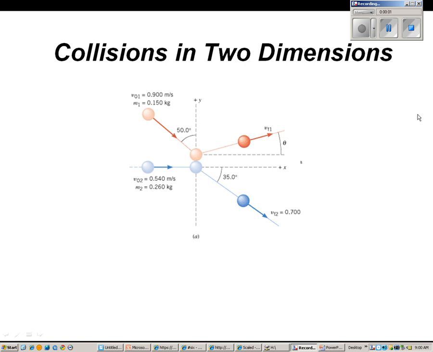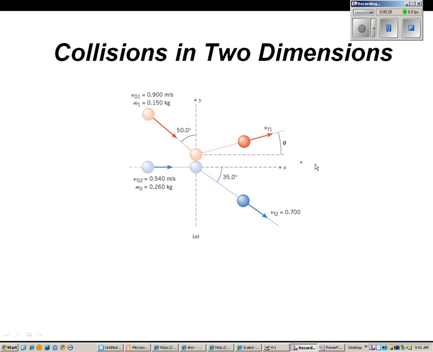This lecture discusses collisions in 2 dimensions. If you look at this picture, you see a red ball and a blue ball coming together and colliding. These are the initial velocities and masses, coming at a 50-degree angle to the y-axis. The balls come along like the x-axis, and they collide and go off in different directions. So we're going to look at the idea of conservation of momentum in 2 dimensions.